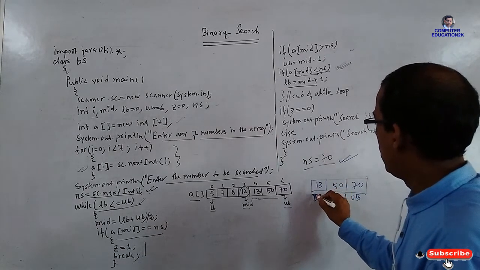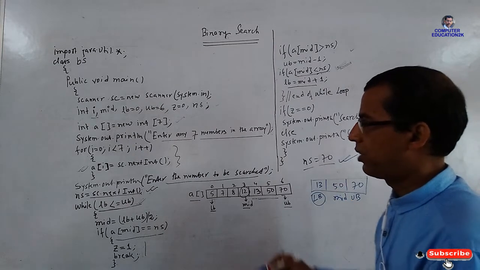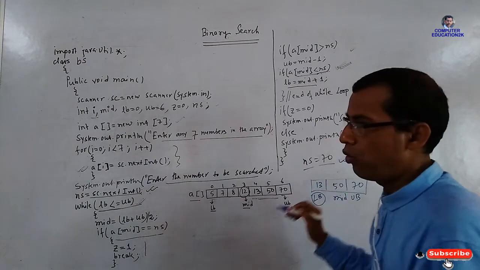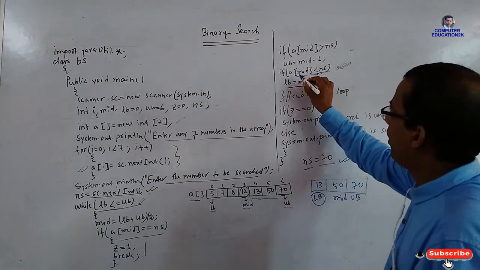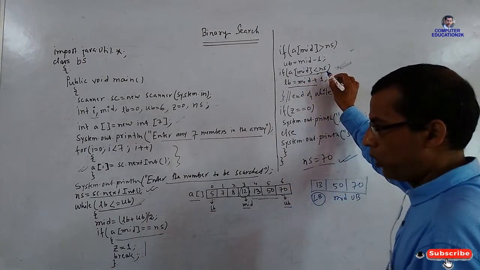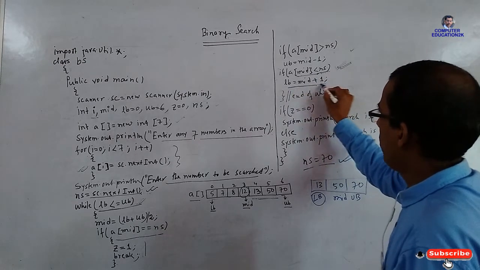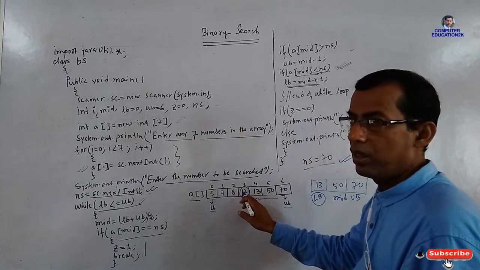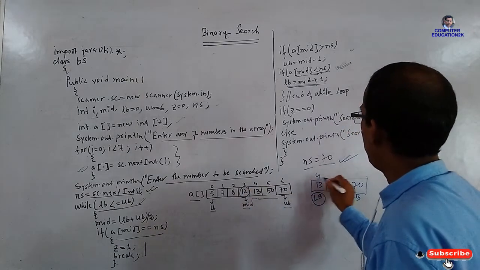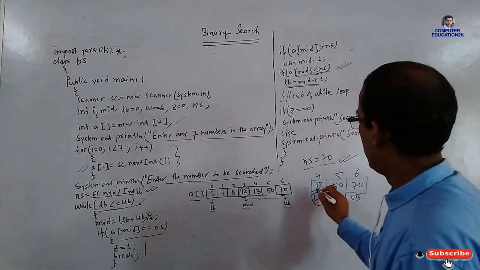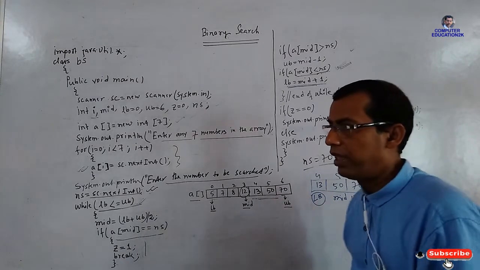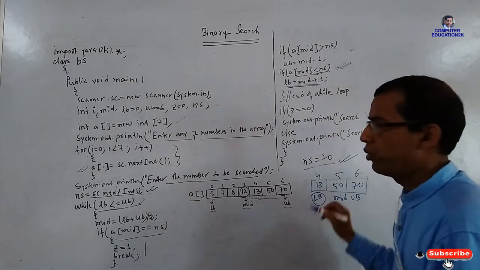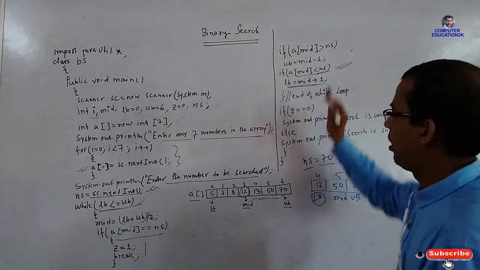Now see here, how to find this lower bound. In case you are getting the number in the right hand side, you have to find out this lower bound. How to find the lower bound? If A of mid is less than number to be searched, you have to change the lower bound. Mid plus 1. What was mid? Mid was 3. So 3 plus 1, 4. So this is 4, 5, 6. In case you are getting the number in the right hand side, you have to change the lower bound. And how to change the lower bound? Mid plus 1.